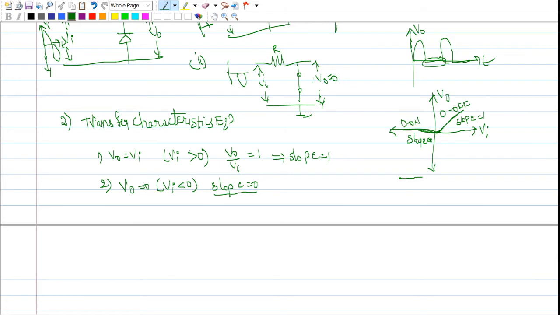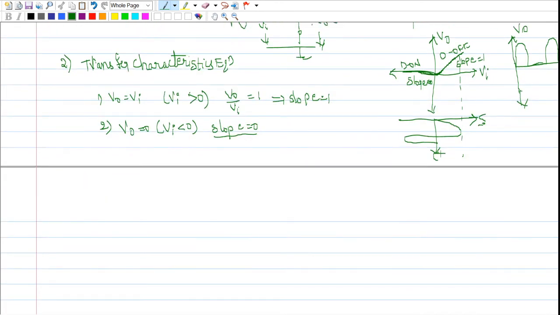Here I am applying the input waveform, a sinusoidal signal. What do we get on the output side? The negative half part is clipped. This part is clipped, and we get only this part. This is the output waveform of the shunt negative clipper. Okay, so this is about the shunt positive clipper and the negative clipper.